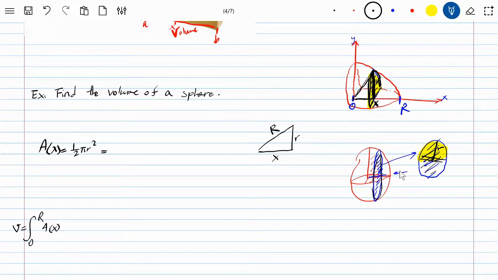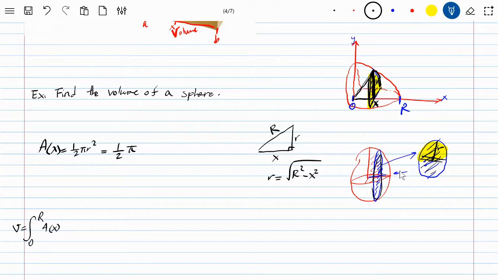And what is the small r? Using the Pythagorean identity, small r is the square root of capital R squared minus x squared. This is the Pythagorean identity: x squared plus small r squared would be capital R squared. Then move stuff around, and you can figure out small r by doing that. So what would be the area?